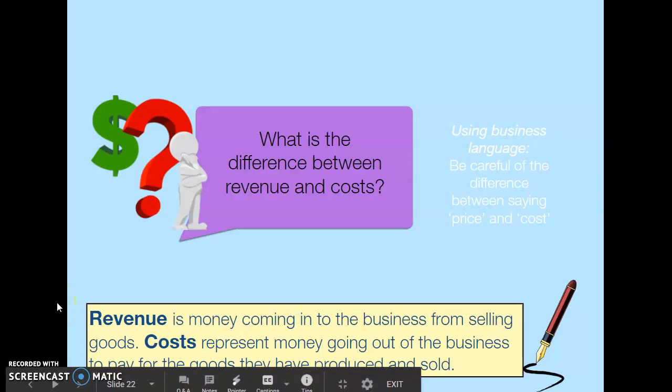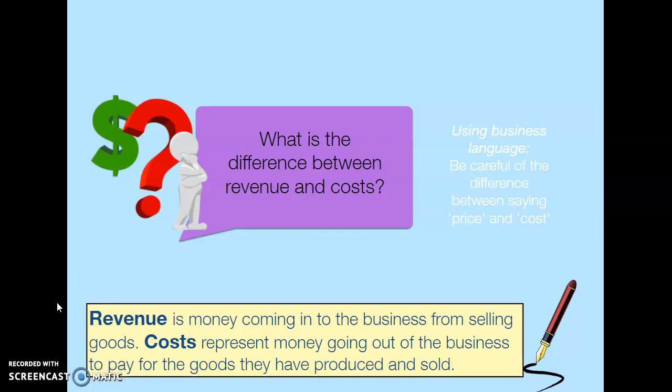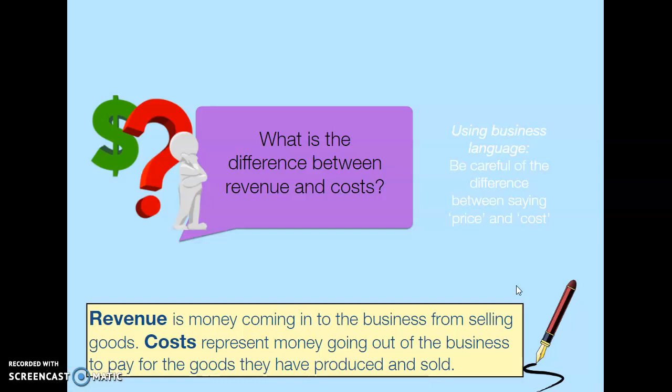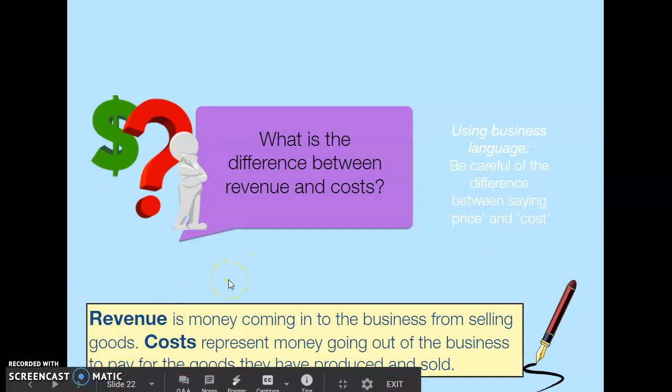Now, what is the difference between revenue and costs? When we think about these differences between these business concepts, it's important that we are careful in specifying the difference between the word price and costs, because those two are not interchangeable terms. Revenue is the money coming into the business from selling goods. That's all it is. It's income, a more technical term, that comes into our business because the business has been able to sell goods or even services. I didn't write that down, but please add services in your definition in your books.